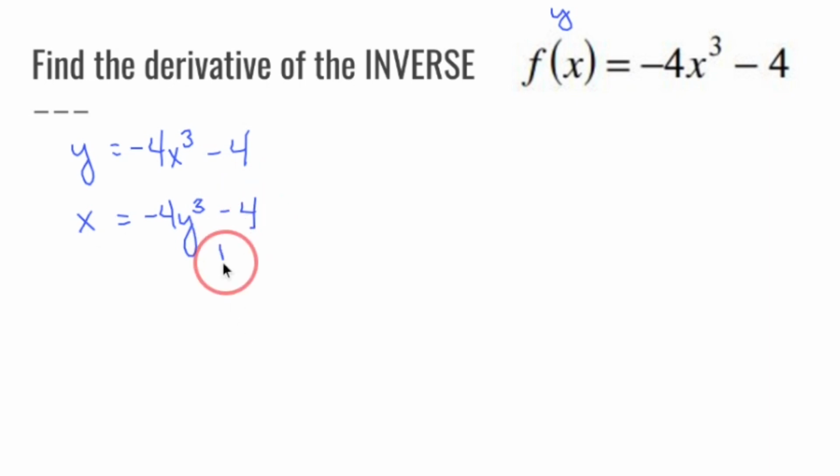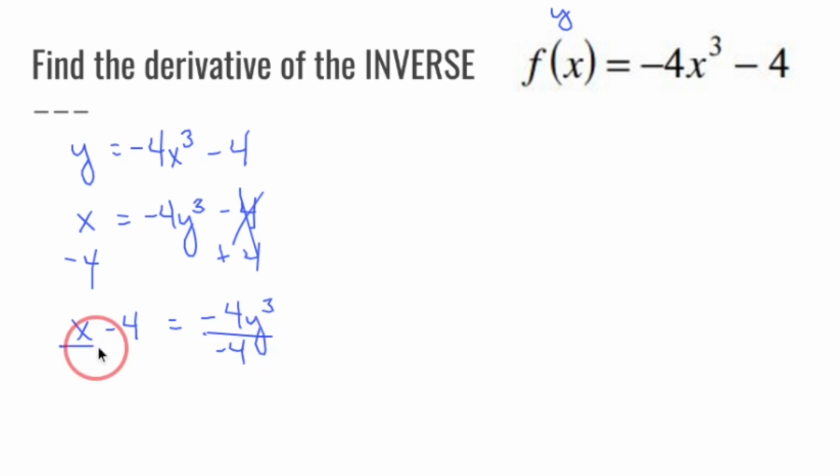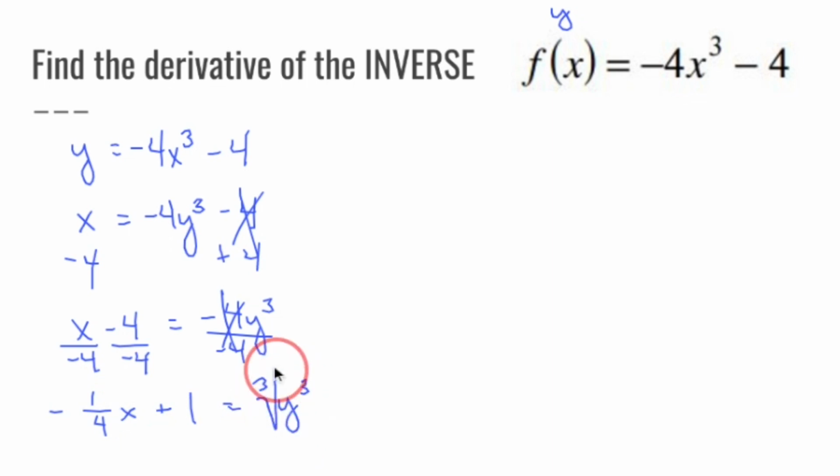In order to get y all by itself, you have to add 4, which crosses out. Now I have x minus 4 equals negative 4y to the third. I'm going to divide everything by negative 4. So I have negative 1/4 x plus 1 equals y to the third. Now I have to cube root both sides, and that gives me y equals, now watch how I know what's going to happen.